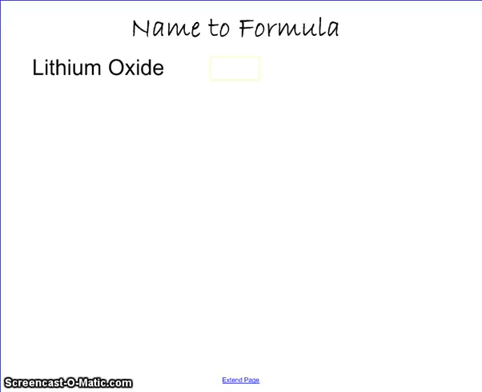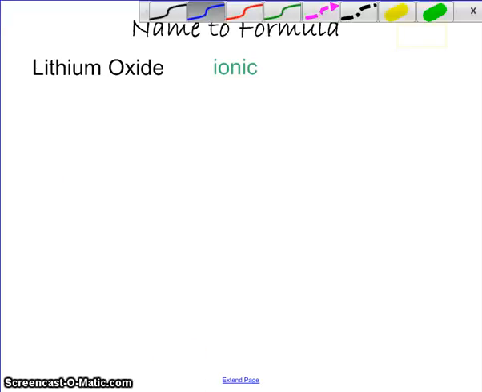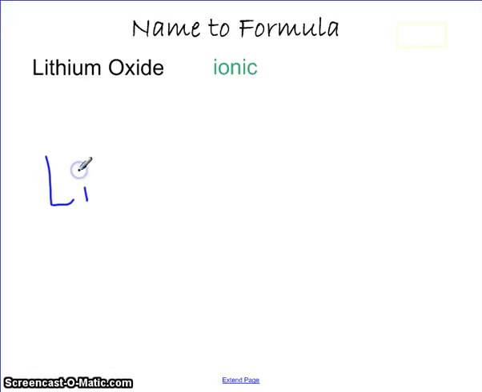For our next example, we're going to use lithium oxide. Since we're using lithium again, it is a metal. Oxide is oxygen, a nonmetal. Therefore, lithium oxide is also an ionic compound. Lithium still only has 1 valence electron. Oxygen has 6: 2, 3, 4, 5, 6.